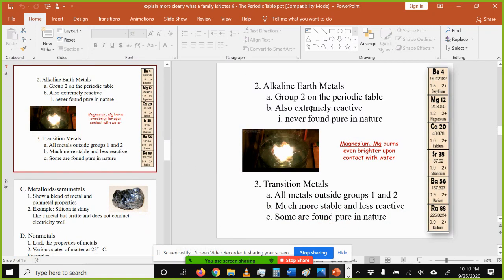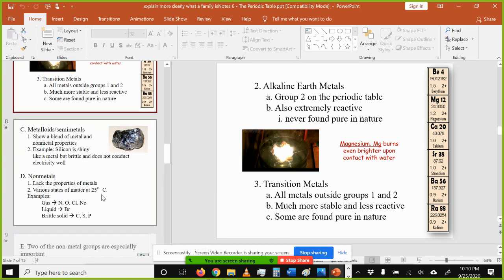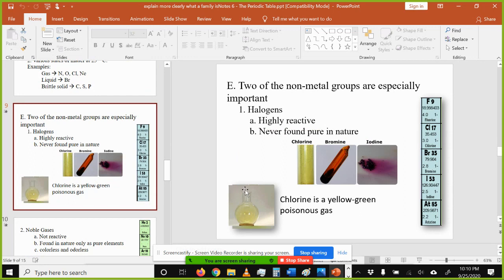Alkaline earth metals will react with water. They just have to be heated first, so they're not as reactive. These are even less reactive still. And then just to kind of show, there's a cool little animation that we have of nonmetals that are highly reactive. So this is one of the halogens.